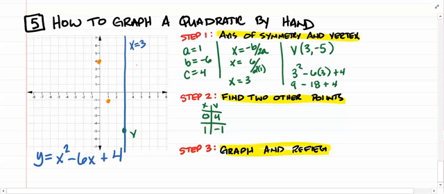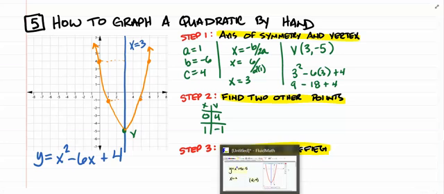Now because I have an axis of symmetry here, I can reflect this point exactly 3 units over, 1, 2, 3, and this point exactly 2 units over. And then I have everything to draw my parabola. So I would just simply connect and draw arrows, and then connect and draw arrows. So step 1, find the axis of symmetry and vertex. Step 2, find 2 other points. Step 3, graph and reflect the points.